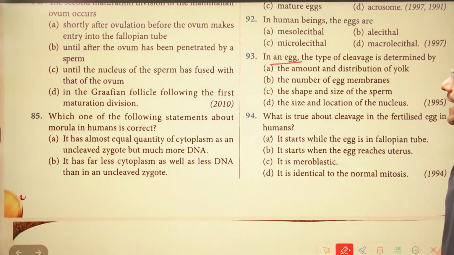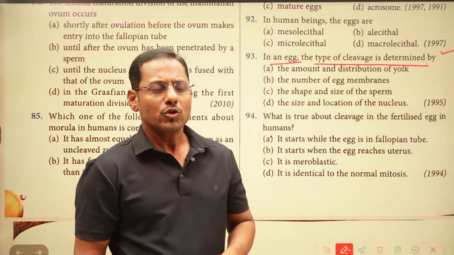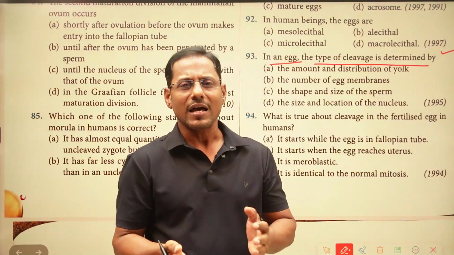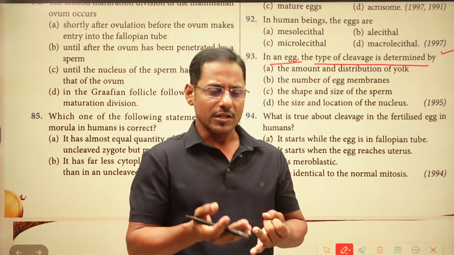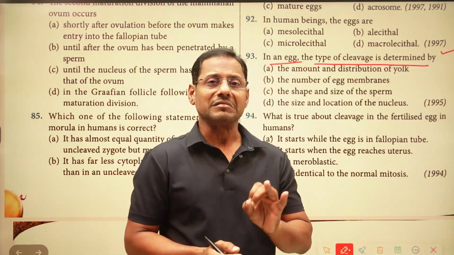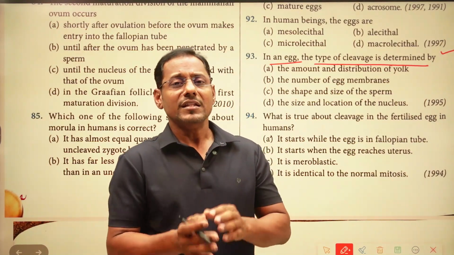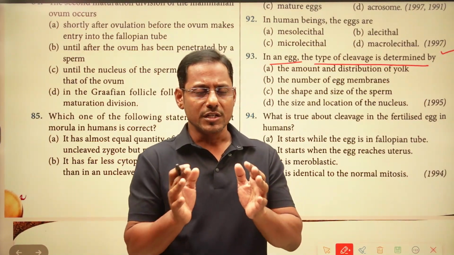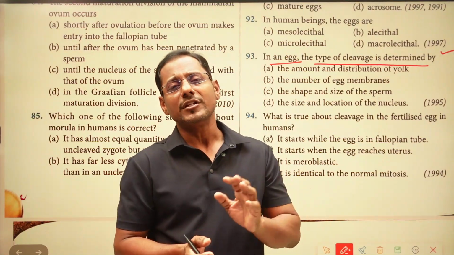In an egg, the type of cleavage is determined by... So what kind of cleavage is happening in the zygote? Is it meroblastic? Is it holoblastic? Depending on which factor is the type of cleavage going to be determined? Already I said, the distribution of yolk present in the egg is going to determine the type of cleavage.